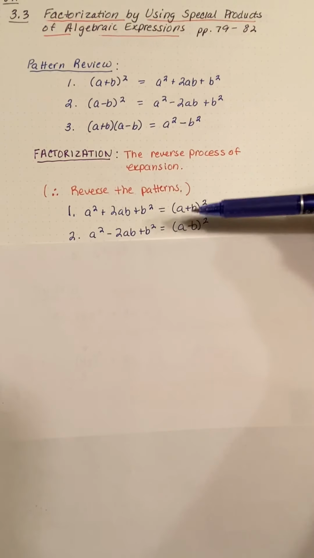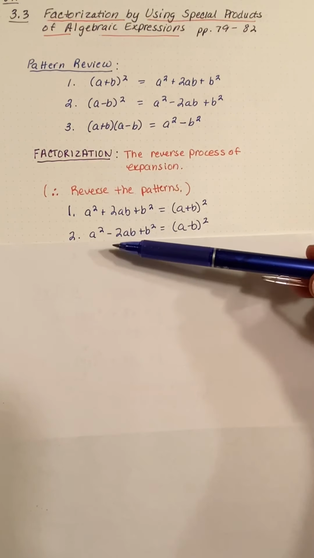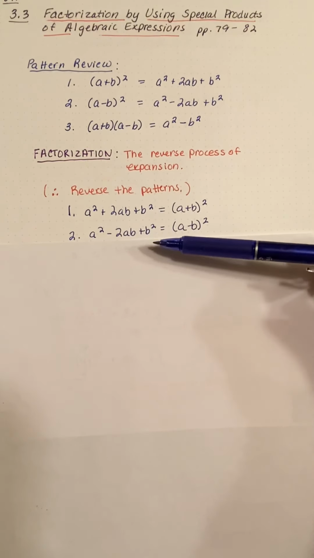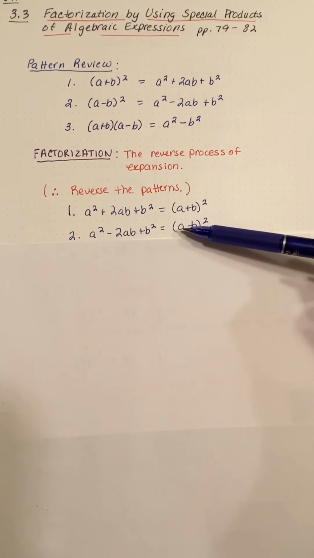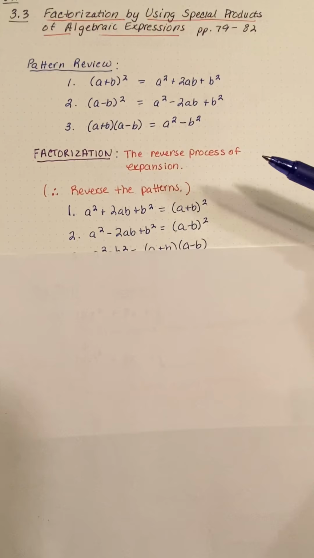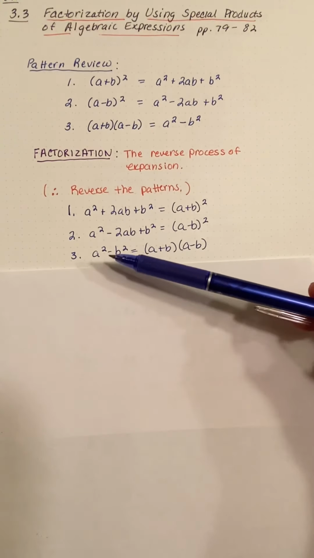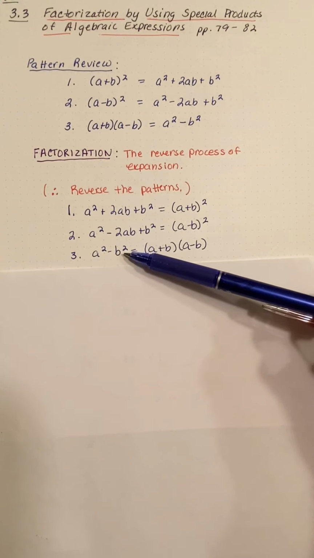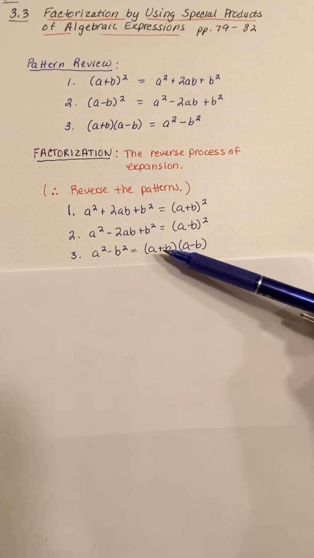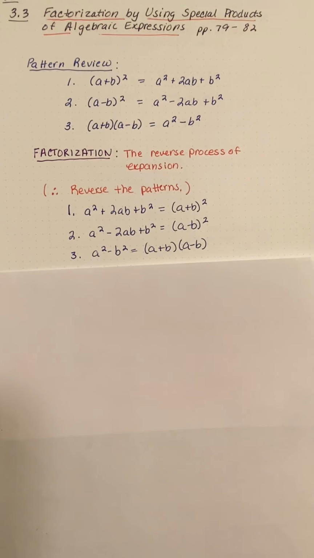So the reverse pattern number 2, you would have something written in this form: a squared minus 2ab plus b squared would go to (a minus b) squared. So you just flip those. For the reverse pattern of pattern 3, you will be given a squared minus b squared, which would be the same as (a plus b) times (a minus b). So you're just flipping the process of those three special patterns.